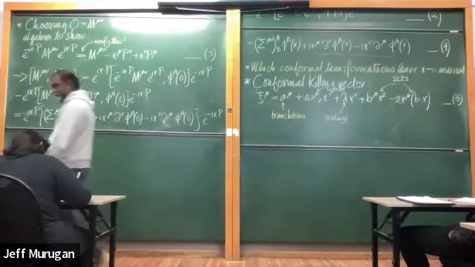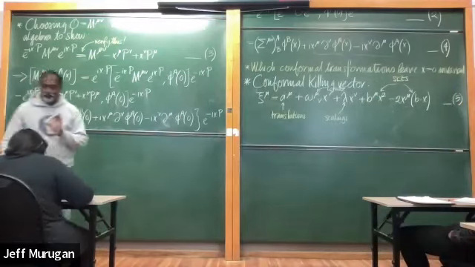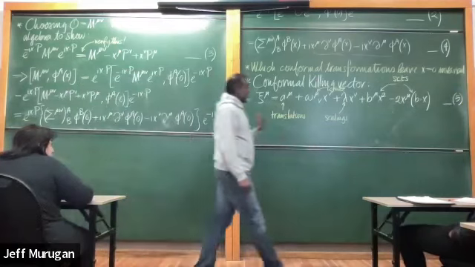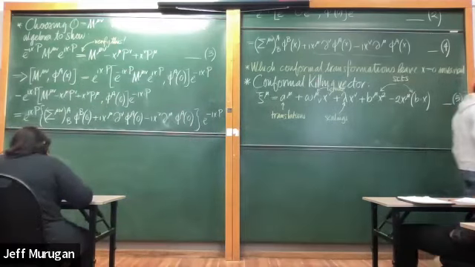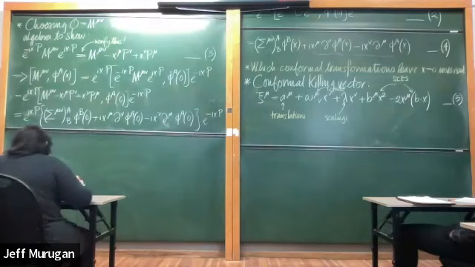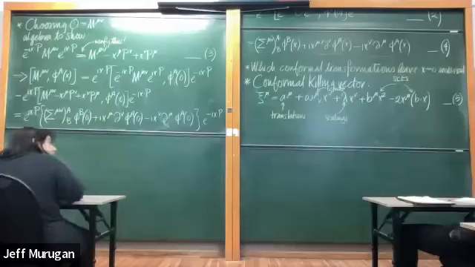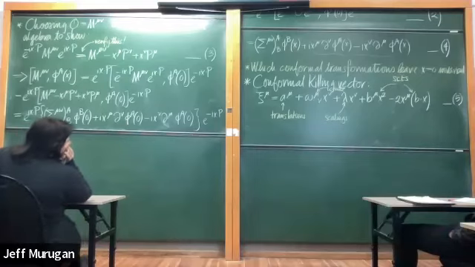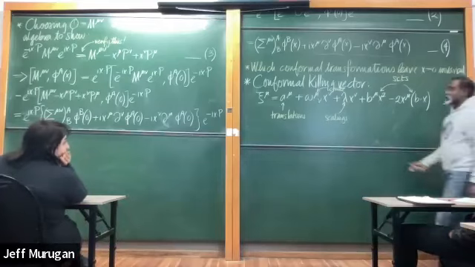The question is, what set of conformal transformations keep the origin x equals 0 invariant? Well, conformal transformations that leave the origin invariant are those for which psi is 0 when x is 0. So if we impose that psi is 0 when x is 0, what does that mean?